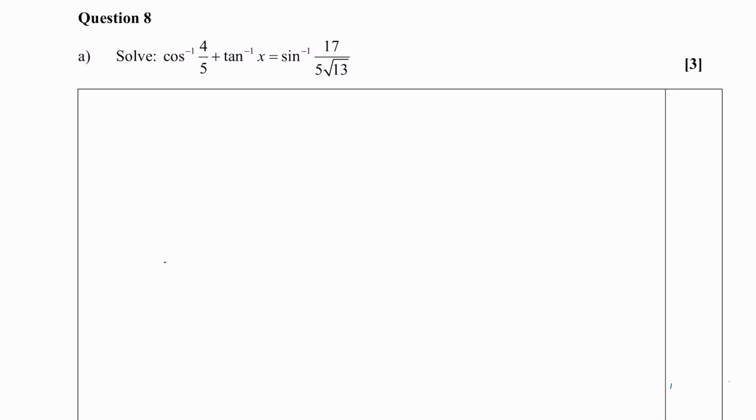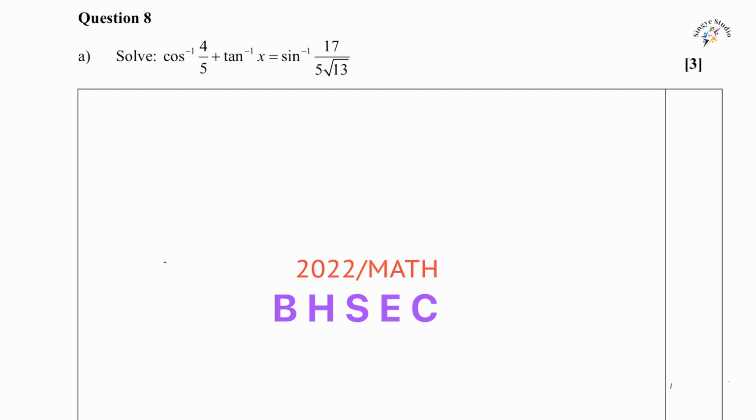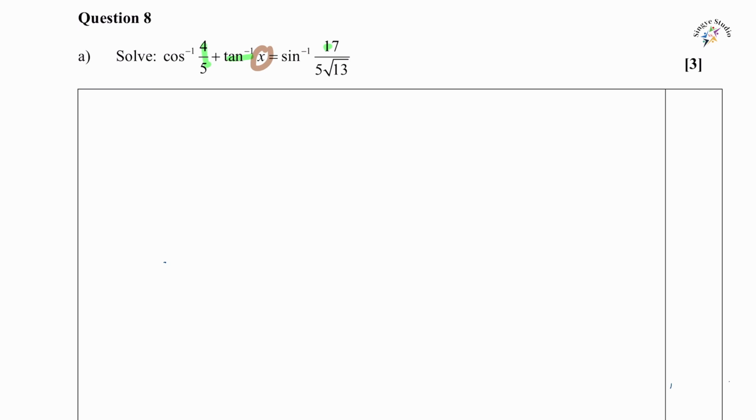Welcome to another video. In this video, I'm going to solve question number 8 from the BHSEC 2022 mathematics paper. It says: solve cosine inverse of 4 by 5 plus tangent inverse of x equals sine inverse of 17 divided by 5 root 13. Here we have to determine the value of x such that this statement is true.